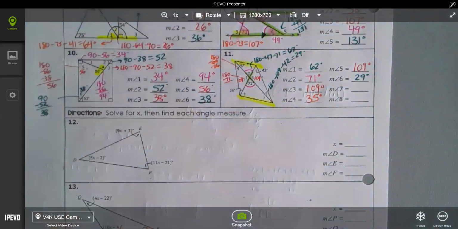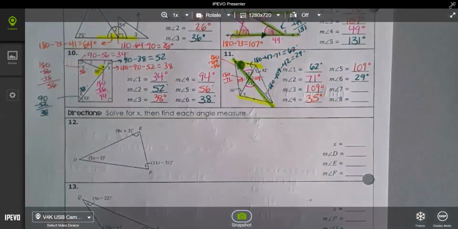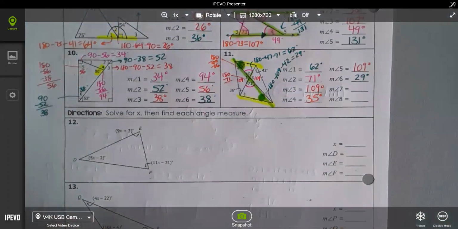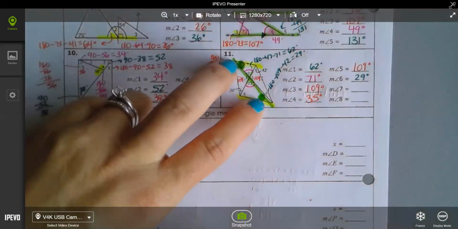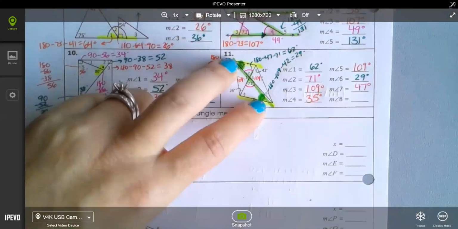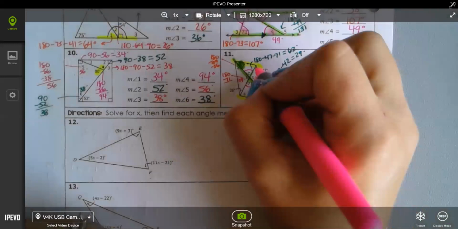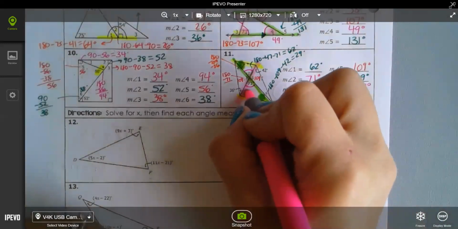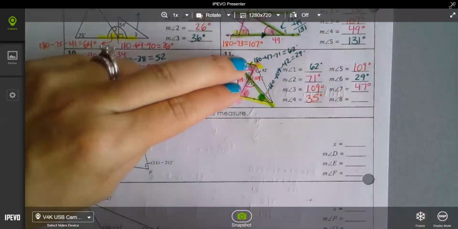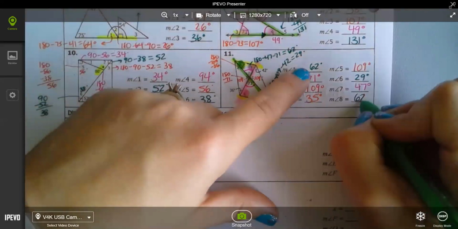These parallel lines are giving me a transversal like that, making 47 and number 7 alternate interior angles. They are equal to each other. So if 47 degrees goes with angle 7, then 7 is also 47 degrees. And then we can do the same thing with number 8. My parallel lines, this is my transversal. Number 8 and number 1 are alternate interior angles, so they have to be equal to each other. So 8 and 1 are the same. If 1 was 62, that means that 8 is also 62.